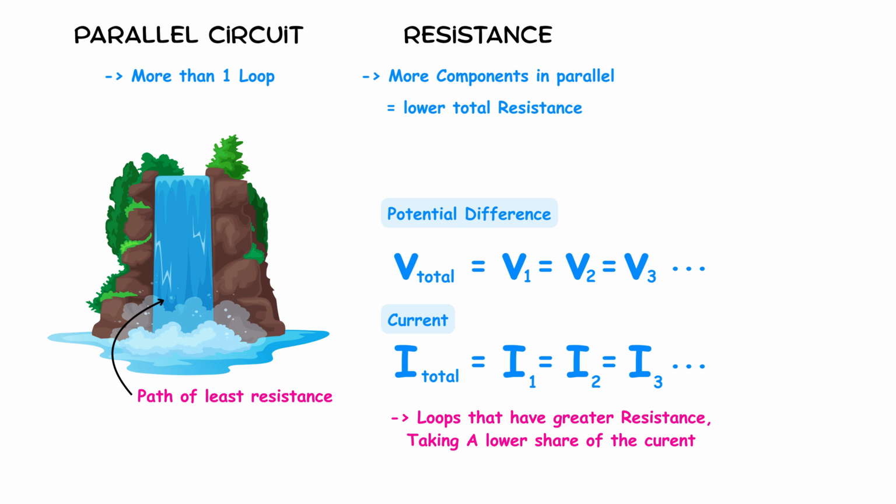So in physics terms, the more loops we add in parallel, the lower the total resistance becomes, even if those loops have big resistors in them. That's why parallel circuits are not just useful but also very efficient in many electrical systems.